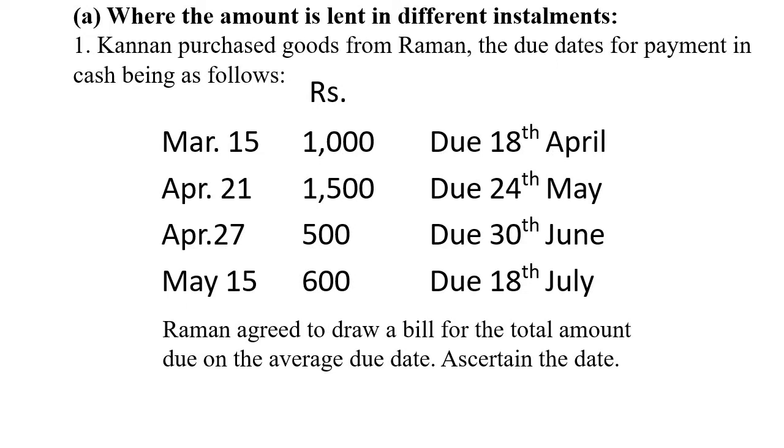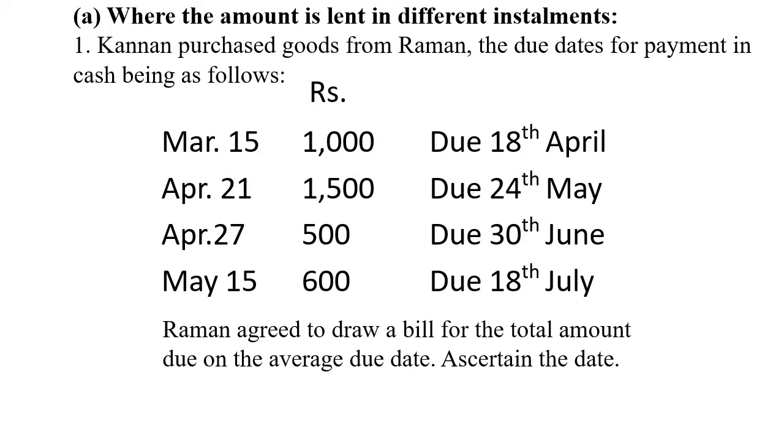The first sum is Kannan purchased goods from Raman. The due date for payment in cash is as follows: March, 15,000, the due date is 18th April. April 21, 1,500, the due date is 24th May. April 27, rupees 500, the due date is 30th June. May 15, rupees 600, due date is 18th July. Raman agreed to draw a bill for the total amount due on the average due date, ascertain the date.